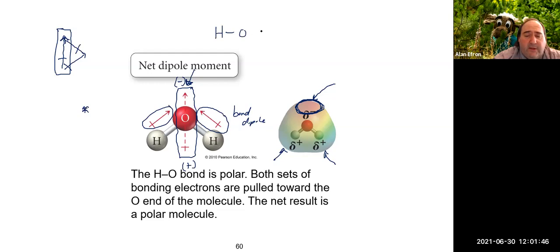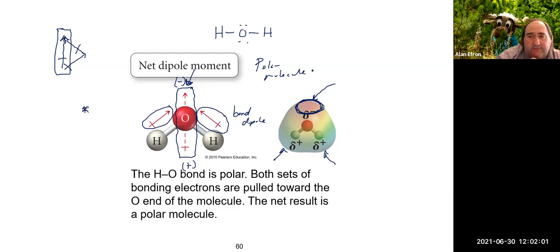And again, if we just take it back to our Lewis structure, we see dots on the central atom, everybody on the outside is the same, so it's going to be a polar molecule. And that's exactly what we see here.